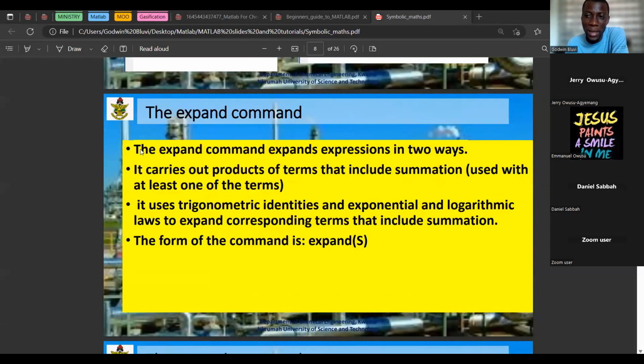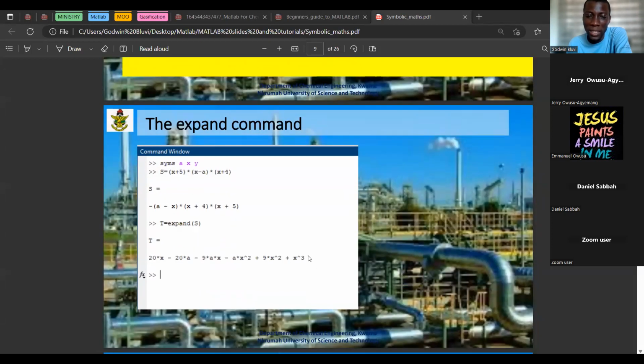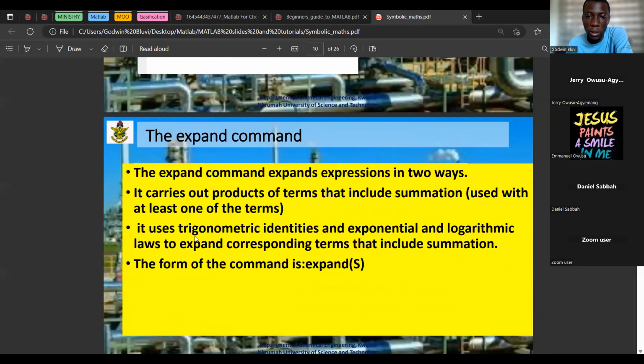So you see what I was saying. When you use collect, it will just give it to you in terms of increasing order. But with expand, you see that it doesn't really matter the order. It just gives you the answer. So that's the difference. Just choose based on what you want, then you can perform the computation. Okay.